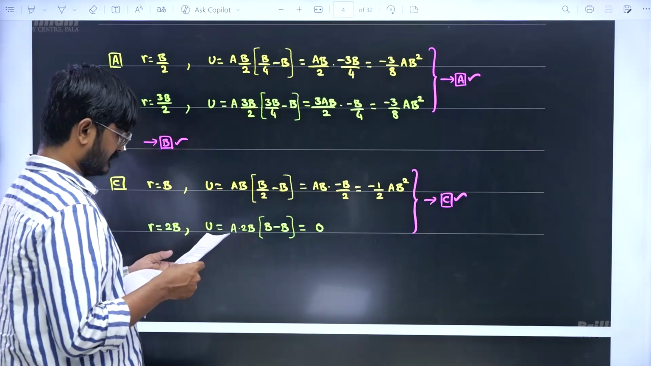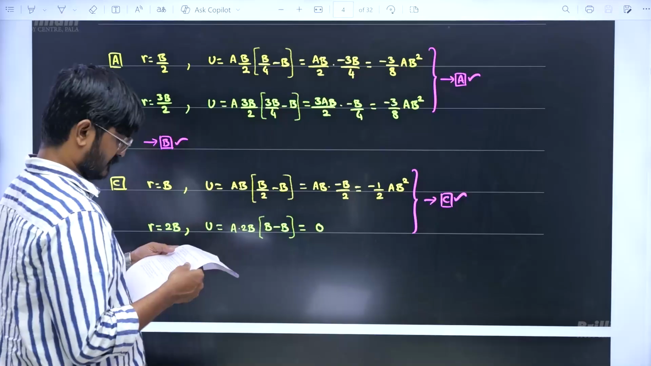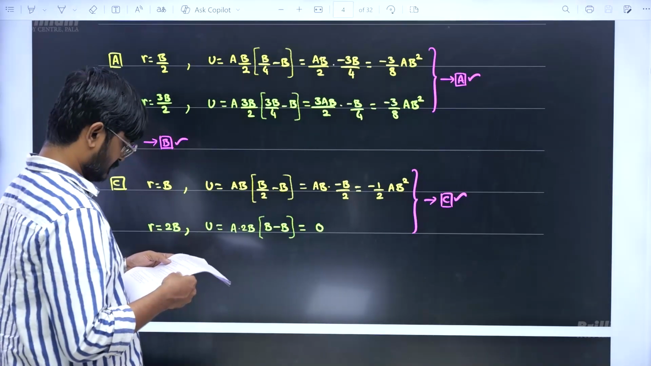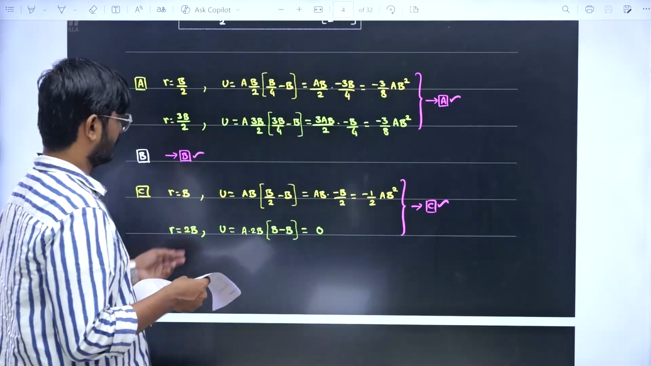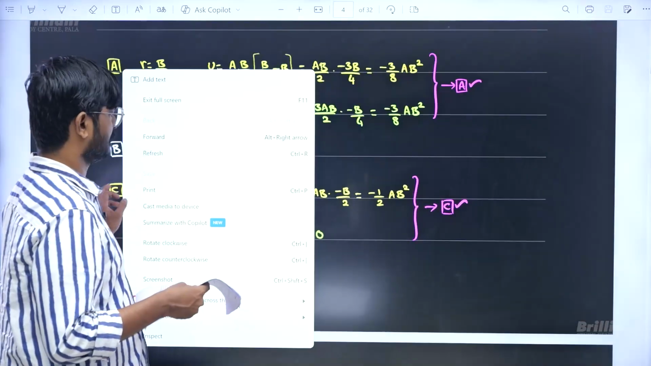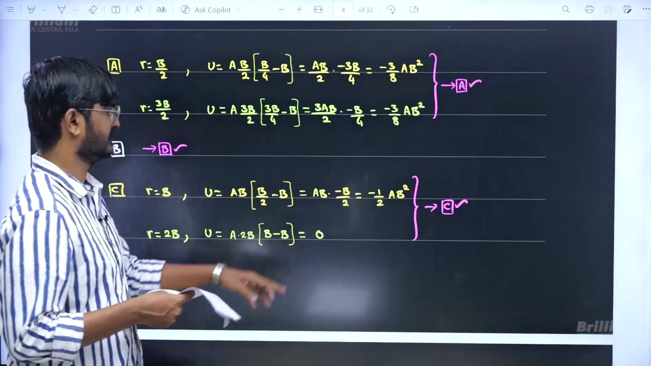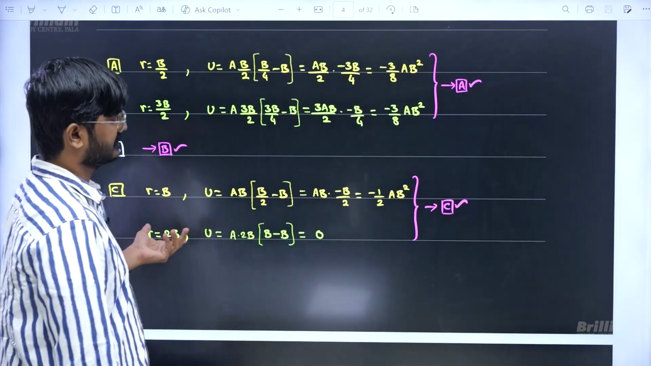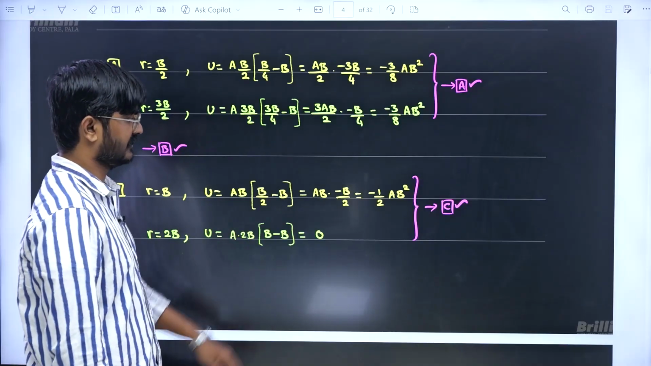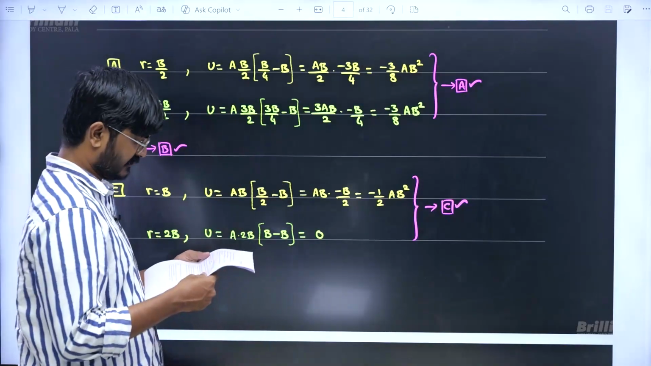Option B, distance is b, so potential at both the locations will be the same, so work done will be 0. Similarly, in the third case, when you do the calculation, initial potential energy you will be getting, final potential energy you will be getting, and there is a difference. So you need to calculate: work done is negative of change in potential energy. You can find the change in potential energy and take the negative of that.